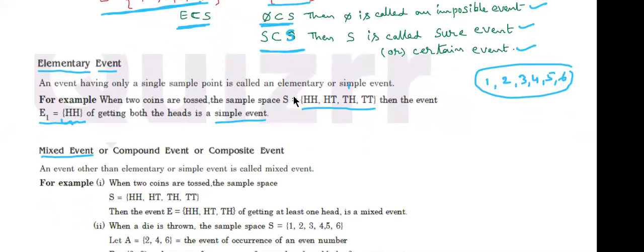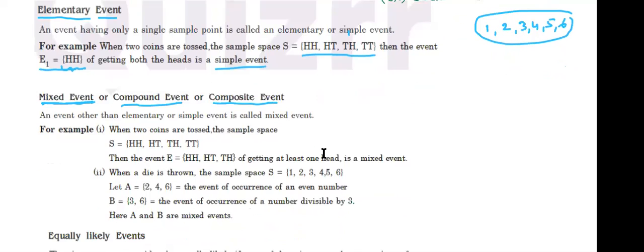Next, mixed event, compound event, composite event. Mixed means just the opposite of an elementary event. An event other than an elementary or simple event is called a mixed event. That means the event has at least two sample points. Now see examples. When two coins are tossed, the sample space is head head, head tail, tail head, tail tail. Then event E is head head, head tail, tail head, the event of getting at least one head, which is a mixed event.